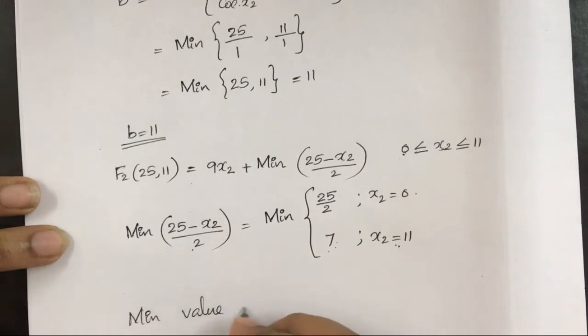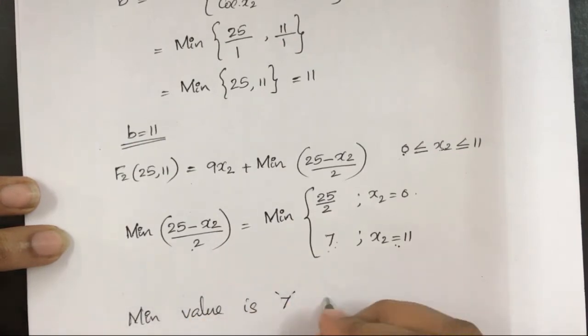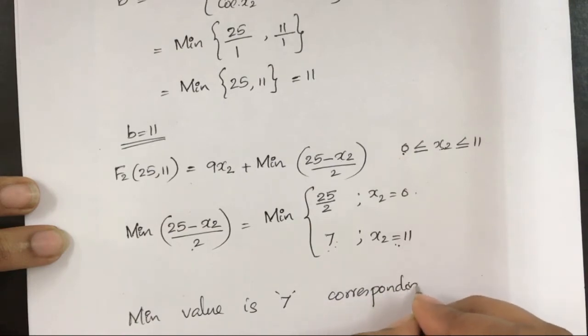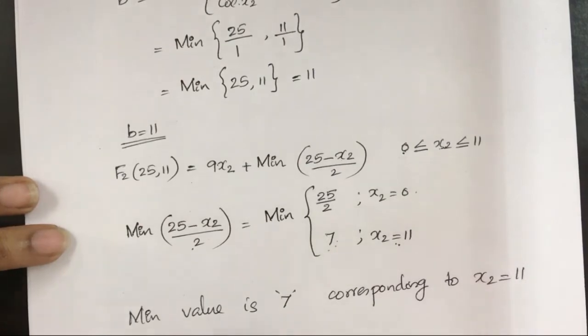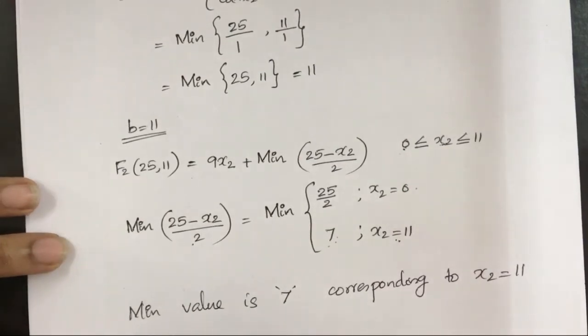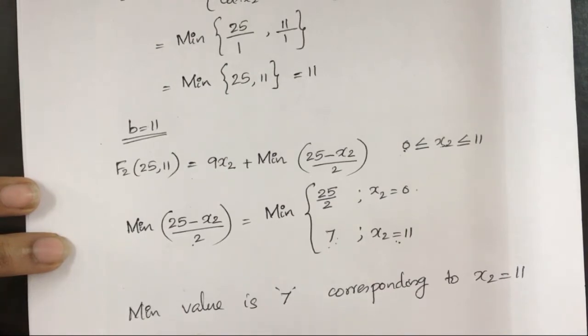Minimum value is 7, corresponding to x2 equal to 11. Then what is the value of x1? x1 equal to minimum of 25 minus x2 by 2.